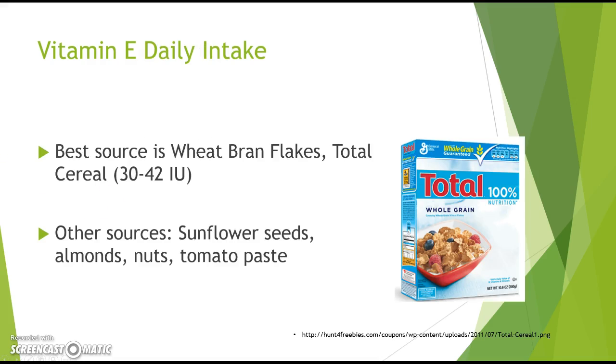For daily intake, vitamin E is commonly found in a lot of foods. However, the best source is the wheat bran flakes or total cereal, which comes in around 30 to 42. You can see the image there on the right of what a total cereal brand looks like, the box you probably see in the store everywhere. Other sources are sunflower seeds, almonds, nuts, tomato paste. Those are just a few to list as well.